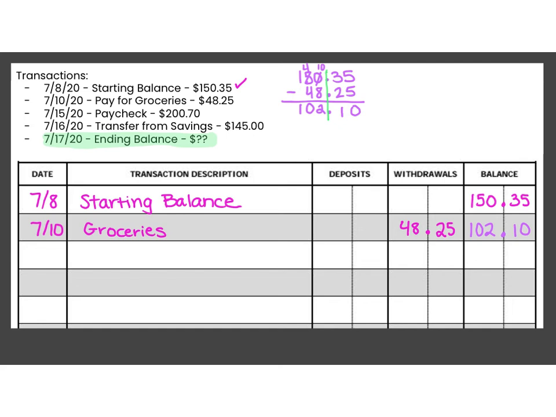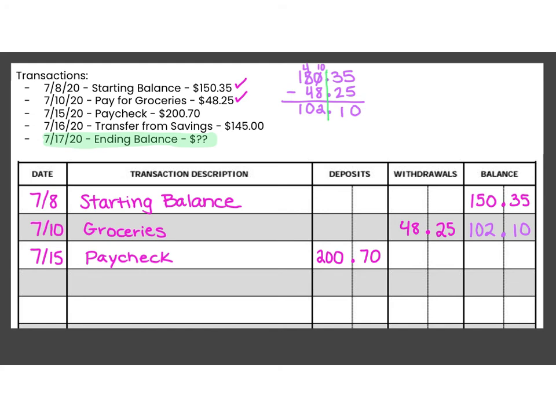Now we're ready to move on to transaction number 3. This next transaction happened on July 15th. So we're going to write our date of 7/15. And this was a paycheck. So we're going to write paycheck for the transaction description. And when you receive a paycheck, you're putting money into your account. So this would be a deposit. So this is a paycheck for $200.70.